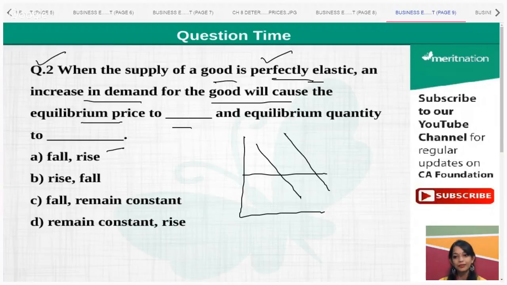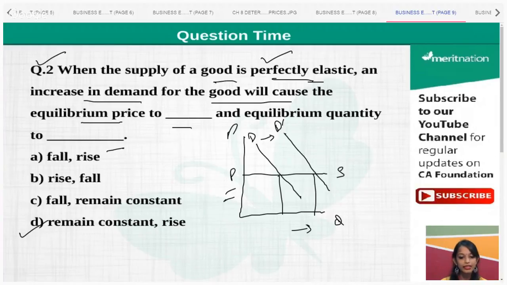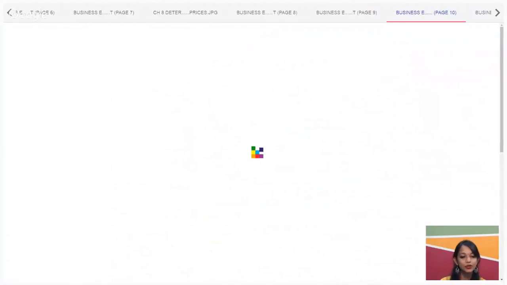Absolutely correct, Dipali, Tarun. Yes, Shruti, D is indeed the correct answer. This is price, this is quantity. So if this is supply and your demand increases to D dash, let's suppose, my quantity is increasing, but the price is remaining constant. That's why D is indeed the correct answer. Correct, Vipul. Awesome. Yes, Vedang, absolutely correct. D is the correct answer, guys. Awesome. Okay, next question quickly.